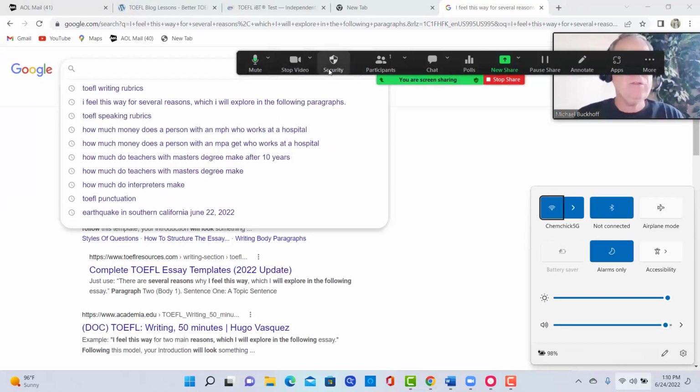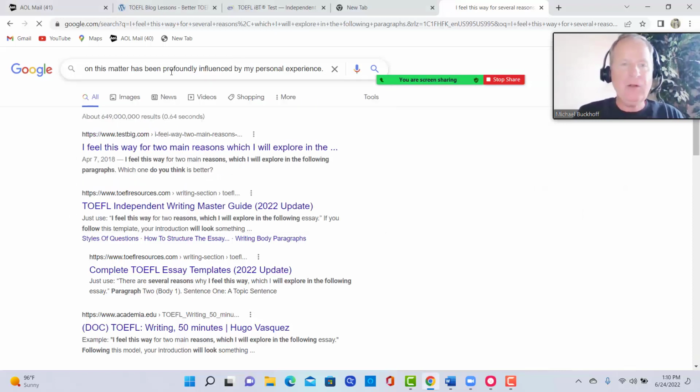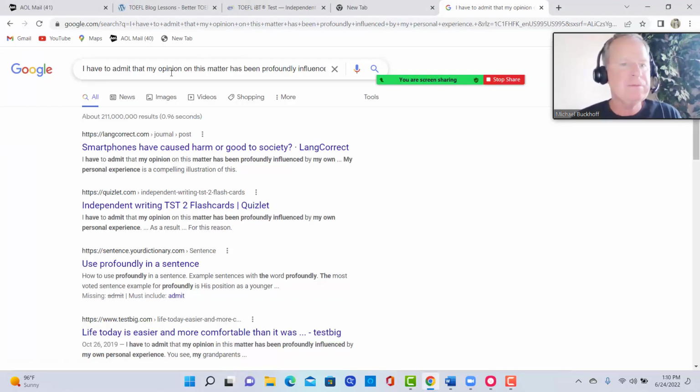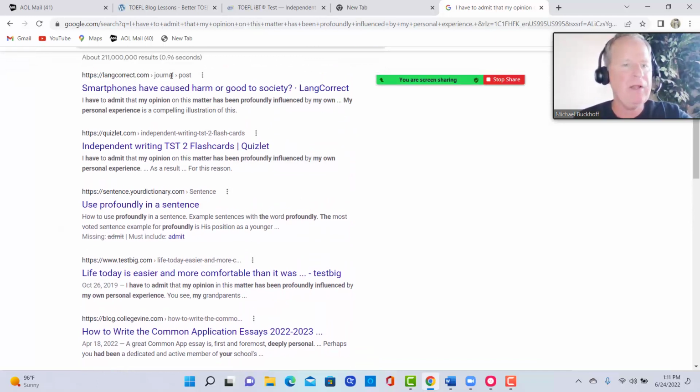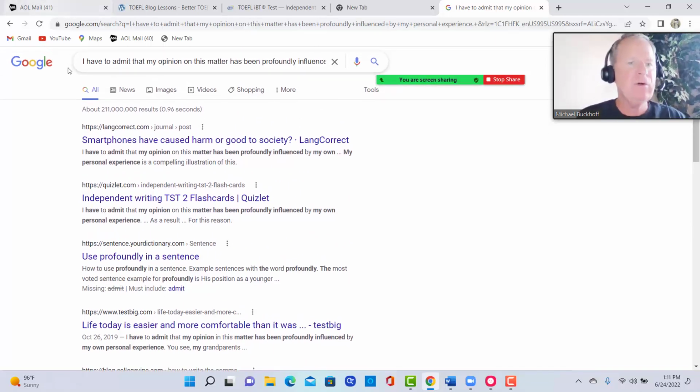You won't get as many hits on this one, but it's going to go back to TOEFL resources. We got 211 million hits on this one. What does that mean? It means I've seen it many times. Look at all the different web pages that have this sentence here, especially right in the beginning. So it looks like languagecorrect.com, quizlet.com. It looks like testbig.com.